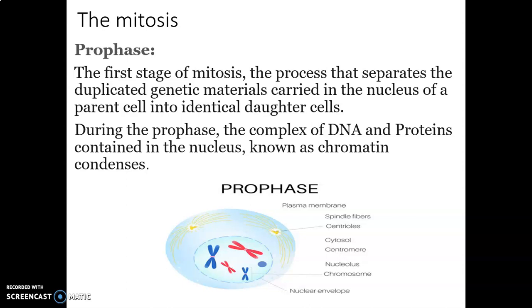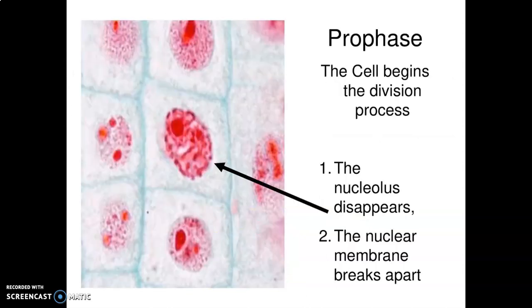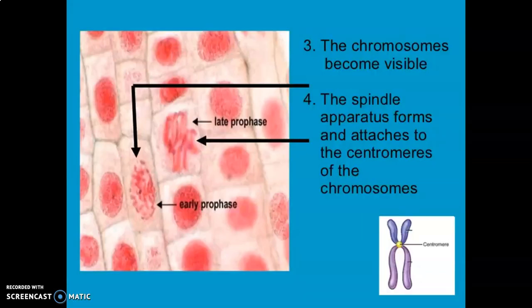During prophase, the complex of DNA and proteins contained in the nucleus, known as chromatin, condenses. In this sample, this is where the cell begins the division process. In this picture, the nucleolus disappears and the nuclear membrane breaks apart. In the other picture, the chromosomes become visible, this one. And the spindle apparatus forms and attaches to the centromeres of the chromosomes.